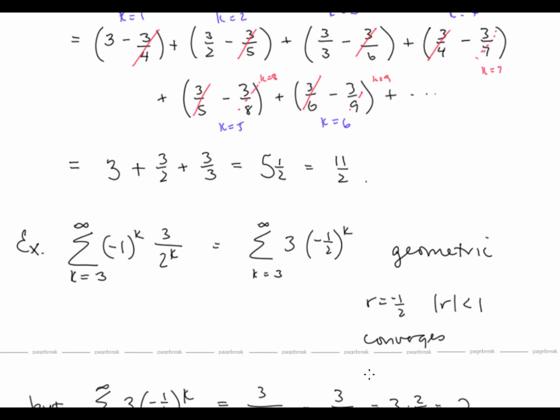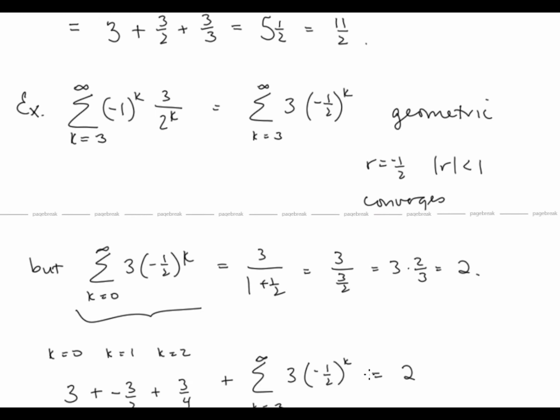Now let's take a look at another example. We have negative 1 to the k, 3 over 2 to the k. Well, when I see this 2 to the k and even the negative 1 to the k, I'm thinking geometric series. So I want to rewrite this by pulling out the 3 and combining these two. So I get 3 times negative 1/2 to the k power. And so now it's written as a geometric series. We can see that r is negative 1/2, so that this is convergent.